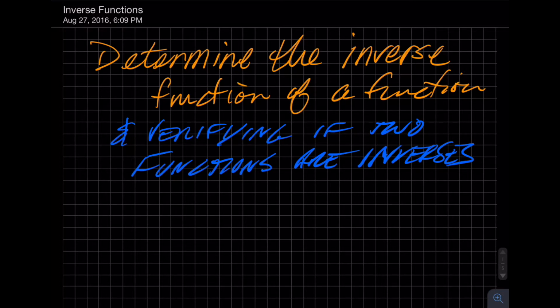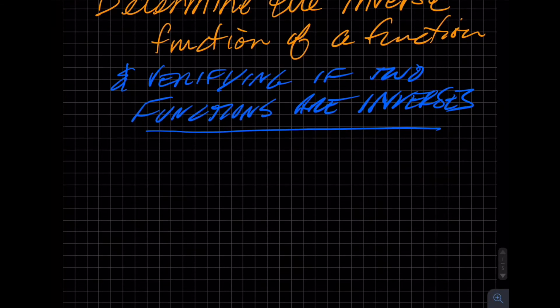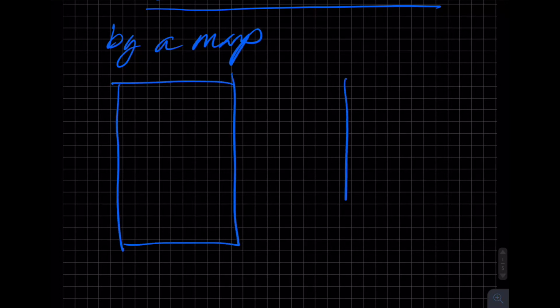First, let's look at verifying. Let's understand what inverse functions are first, and I guess a way to do it is to talk about how we verify if two functions are inverses. So one method is by using a map. We've seen some maps before. I'm going to draw one that's not actually mathematical.